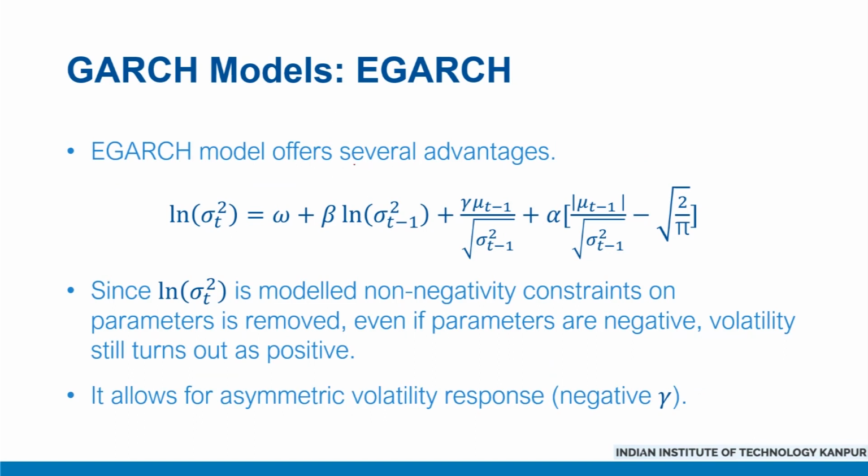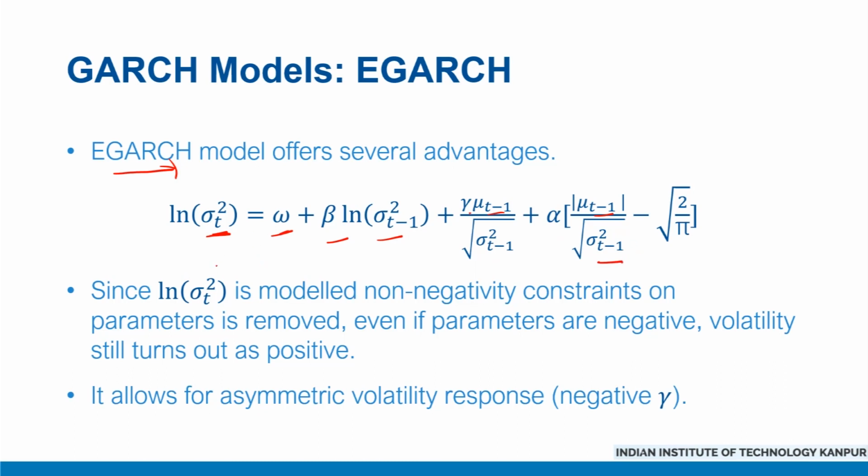Another very important model of Nelson, the EGARCH model, captures both properties, that is non-negativity as well as the leverage effect. Look at the expression here. You have the estimate in the natural log form, then omega, beta into natural log of sigma squared t minus 1, and then mu t minus 1 into gamma upon square root of sigma squared t minus 1, plus alpha and the magnitude of the error terms mu t minus 1 upon sigma t minus 1, and so on.